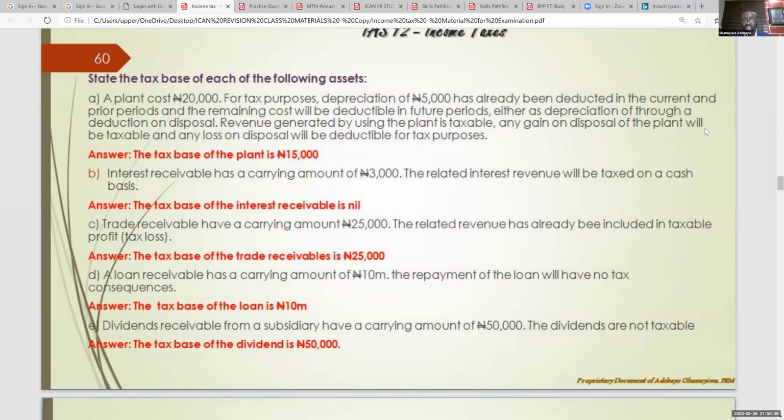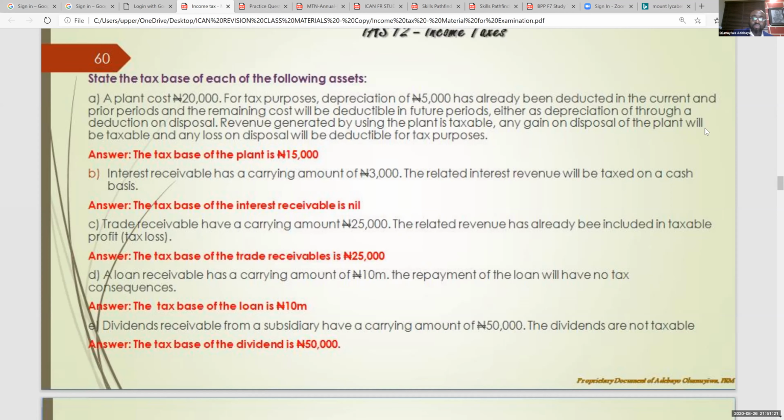Lastly, we are told here that we have dividend receivable from a subsidiary. What does that mean? Dividend receivable is an income recognized from your investment in another entity. And we are told that the carrying amount is 50,000. But the law says dividend is not taxable, which means there's no tax consequence from it. That cannot result in deferred tax, because the temporary difference is zero. And a temporary difference can only be nil if the tax base and the carrying amount are the same. Invariably, what then happens is that we need to recognize our tax base of such a dividend to be 50,000.